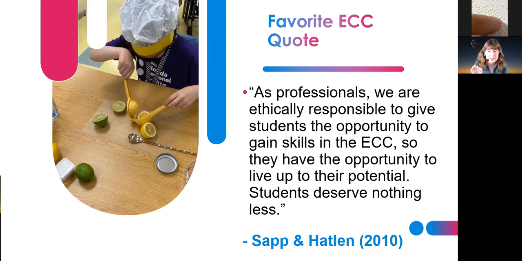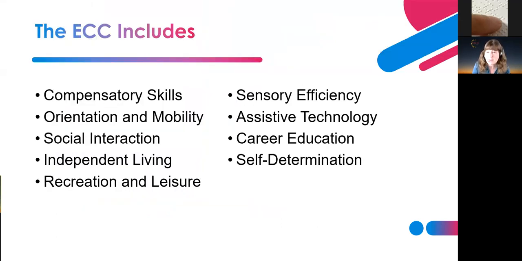These are the specialized skills that we teach. These are the standards that we as teachers of students with visual impairments have, and the skills that we teach when we're working with students. And there are 9 of them. These are all of the areas that have been proven to be impacted by a vision loss. They include compensatory skills, orientation and mobility, social interactions, independent living, rec and leisure skills, sensory efficiency, assistive technology, career education, and self-determination.